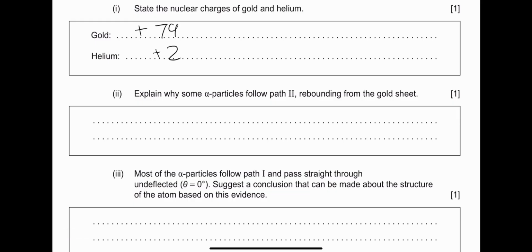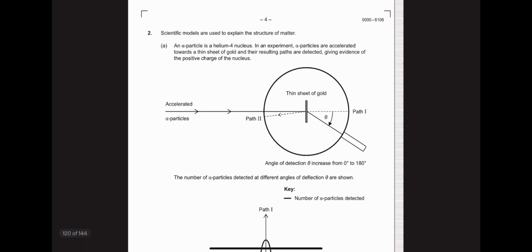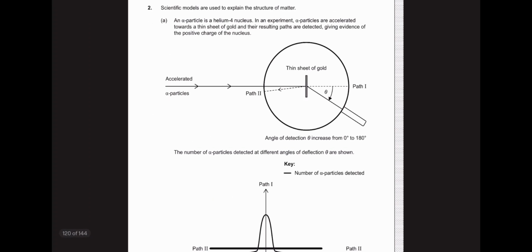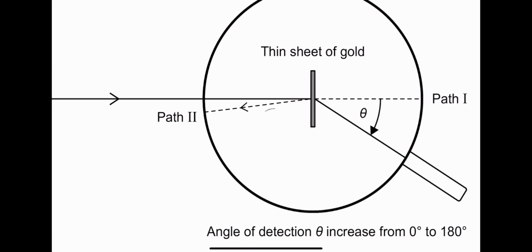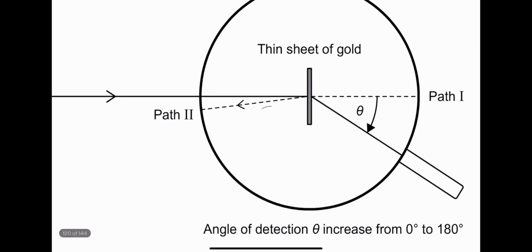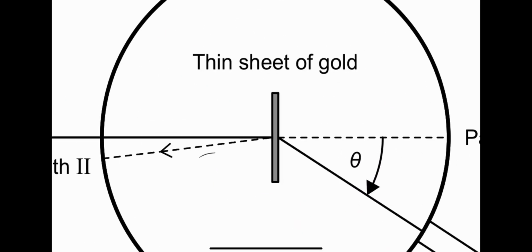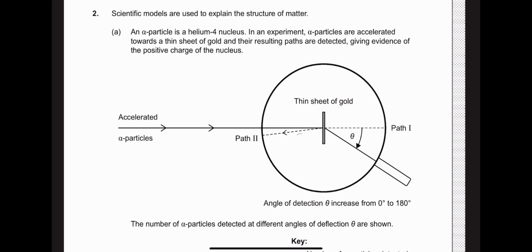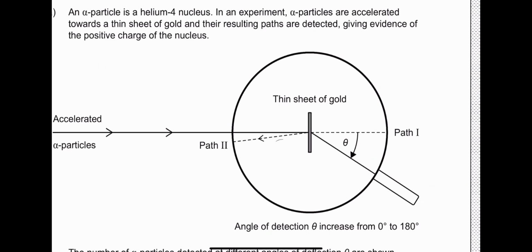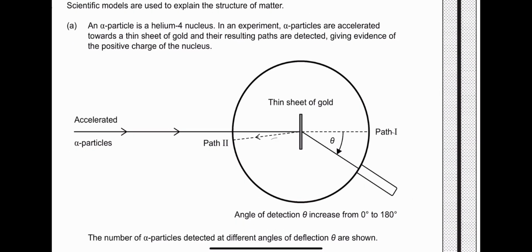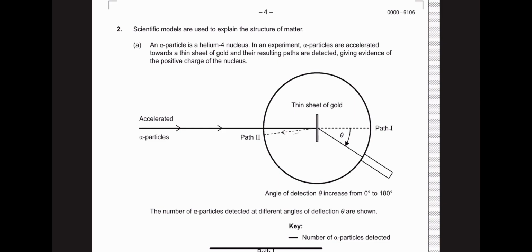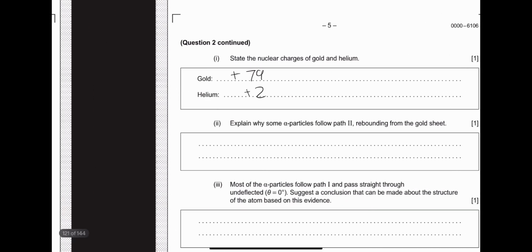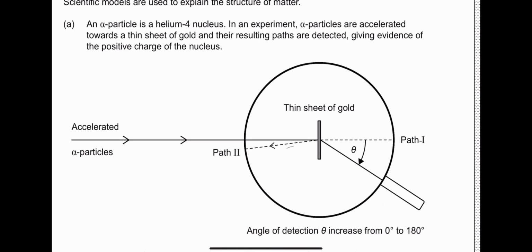Explain why some alpha particles follow path 2, rebounding from the gold sheet. Where's path 2? Okay, it's this one. So it hits the sheet and it repels. This is a thin sheet of gold, and what we're noticing is that a lot of it is just going straight through, path 1. Some of them, path 2, a lower magnitude of these particles, are being deflected. So why would it?